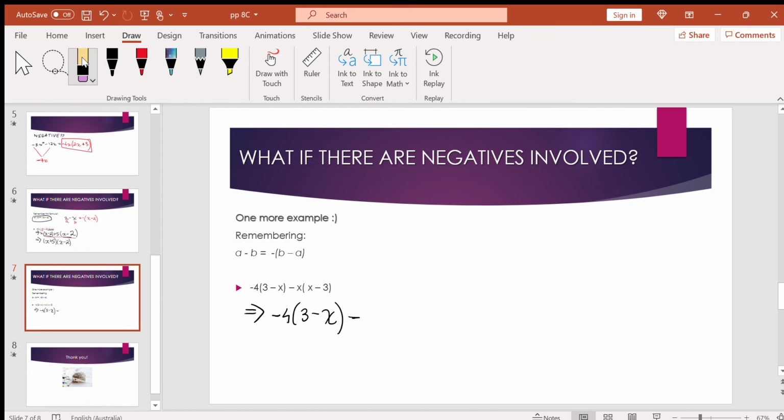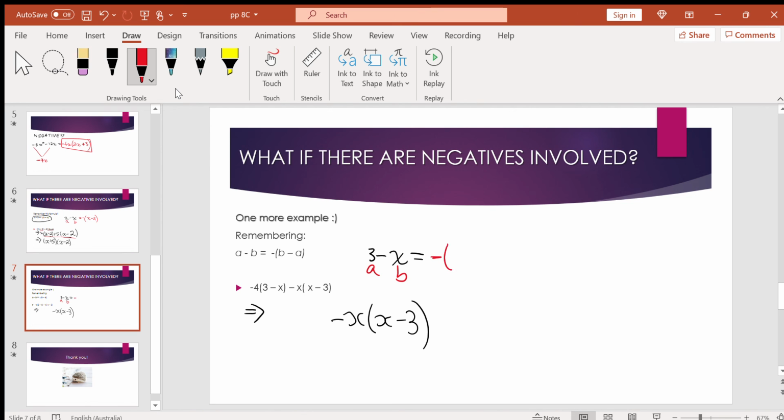Sorry, we don't want them to be 3 minus x. It should be x minus 3 in the brackets. So we have minus x times x minus 3. And we want to make 3 minus x to be x minus 3. So this is a and this is b. Therefore this becomes minus x minus 3, which is what we need.